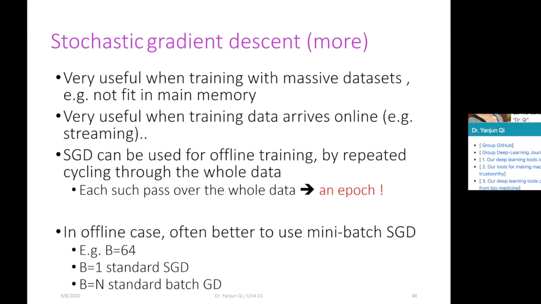All right, so let's review again. Stochastic gradient descent is very useful when training with massive data, because the data may not fit in the main memory. It's also very useful when training data arrives online. This one I did not cover, because the data may not come all at the same time. They come in some kind of streaming fashion, and for those cases you can still use stochastic gradient descent to update your model constantly with more data. And stochastic gradient descent can be used for offline training too. What I covered is mostly offline training.